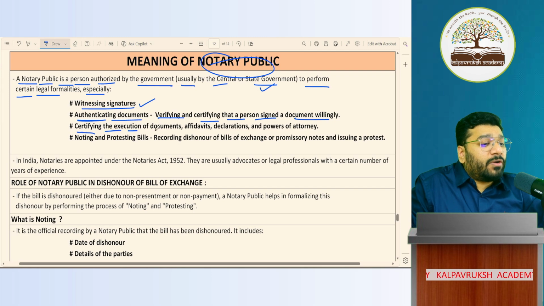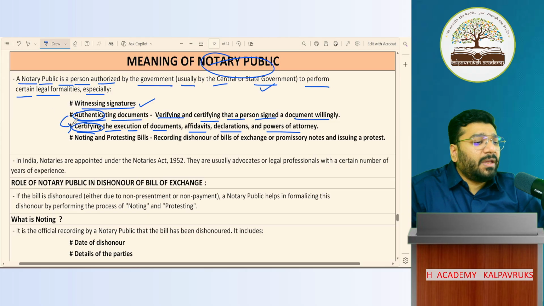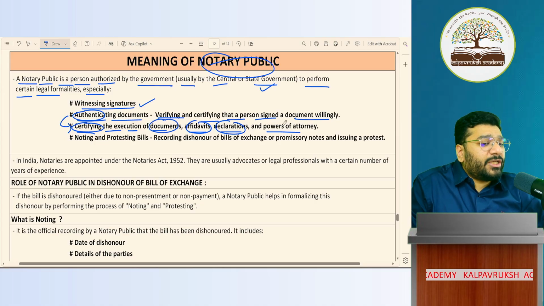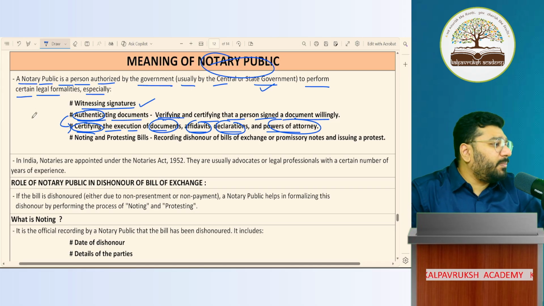Certifying the execution of document, affidavit, declaration, power of attorney. This is also the same thing. Authentication, certifying, pretty much all of them mean the same. On certain documents, affidavits, declarations, or on power of attorney, we need the certification or signature of the notary public. Notary public functions are very much acceptable in the law.